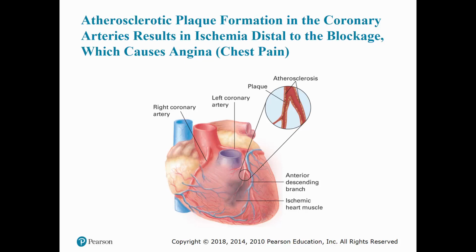A decrease in oxygen delivered to the myocardium, which is often caused by partial blockage of the coronary arteries, causes ischemia that results in tissue hypoxia. So this is that ischemic heart muscle, and once this dies, which is what ischemia means, that area of the heart will never be able to function properly again.